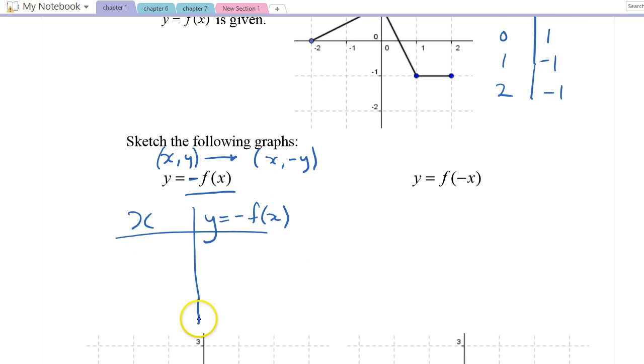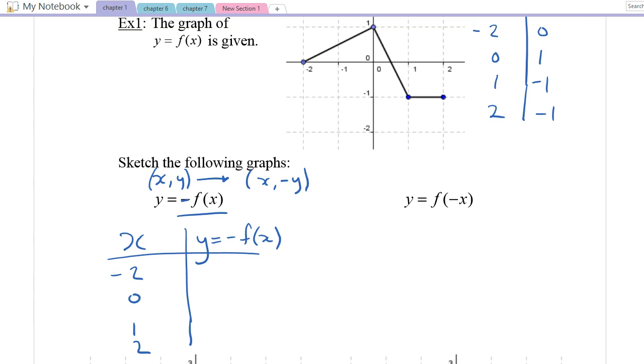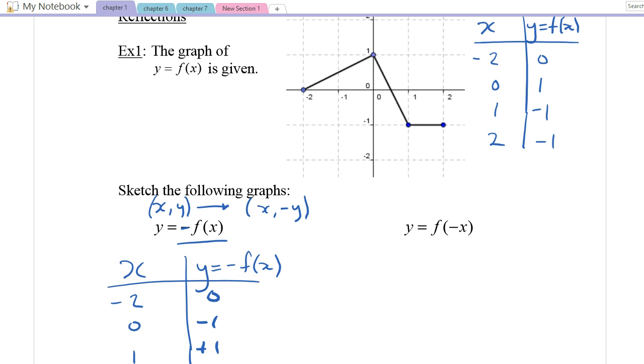So I can just copy out my x, -2, 0, 1, and 2, but now I'll do the opposite for the y values. Notice the opposite of 0 is still 0. Here I get a -1, +1, and a +1. I'll use blue here because I wrote this in blue. So this will be our y is equal to negative f of x. When x is -2, we still have that same point. When x is 0, instead of +1, we have -1. When x is 1, instead of -1, we have +1, and we have +1. So joining our dots now, in blue is our y is equal to negative f of x.